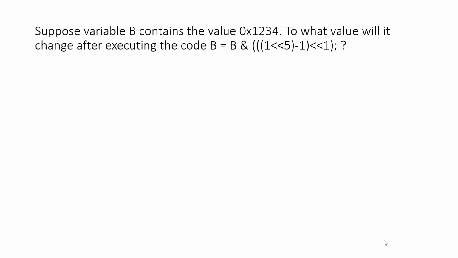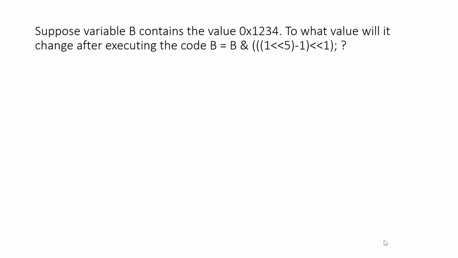B equals B and 1 shifted by 5 bits to the left minus 1. So 1 shifted to the left by 5 bits, and then subtracting 1 will turn on 5 bits, right? That should be 11111. And then we take those 5 bits and shift it left 1 bit. So you still have 5 bits turned on, but now they've been shifted 1 position to the left. So that's going to correspond to bit positions. It was 4 down to 0 before we shifted it, right?